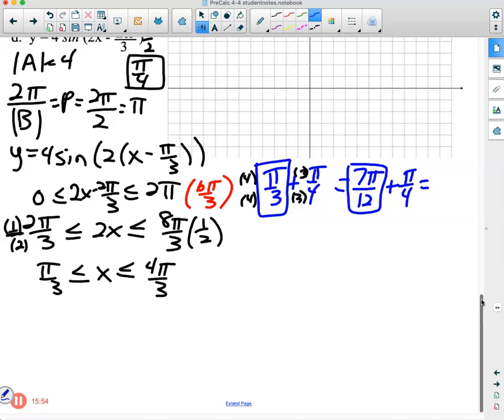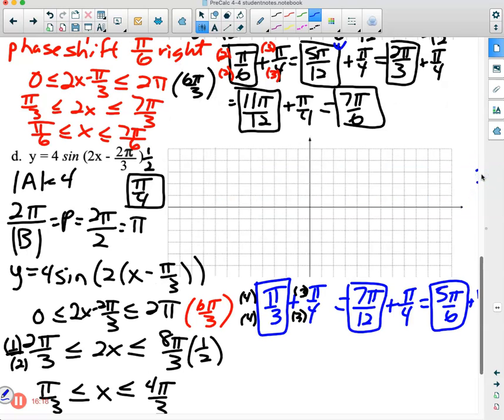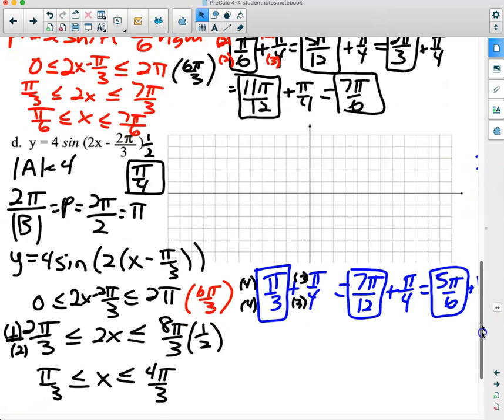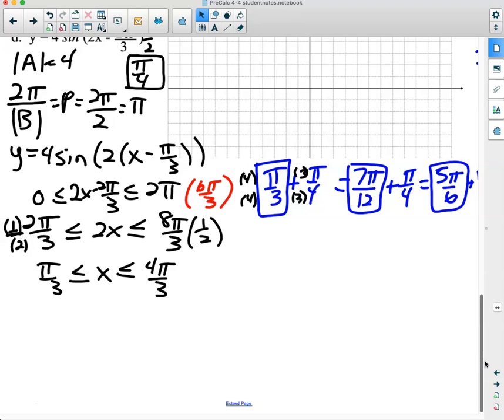So we've got 10 pi over 12 plus another 3 pi over 12, which will be 13 pi over 12. Wait, 7 pi over 12 plus 3 pi over 12 is 10 pi over 12, which would reduce to 5 pi over 6. Again, you don't have to reduce these right here, the blue ones that I'm doing. You could wait and reduce when you put it up there on your graph. Add another little pi over 4. Uh-oh, got too close to the edge there. Doesn't like that when I do that.